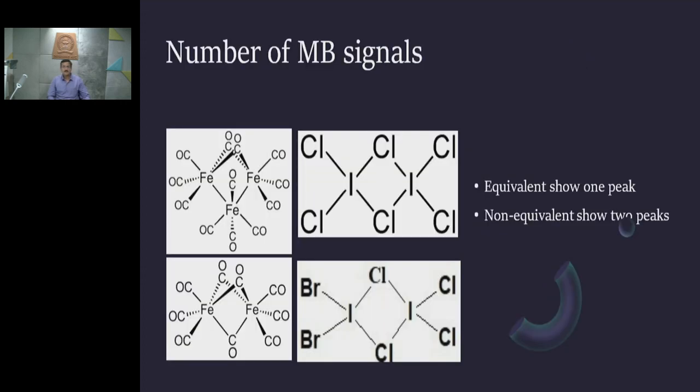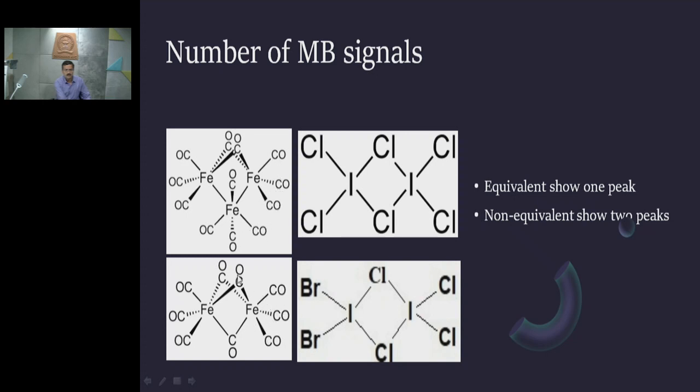Then we have to see how many signals we get. In the case of Mossbauer signals, equivalent sites show only one peak, while non-equivalent sites show two peaks. So you have to see the example here. These are the two examples, with 3 carbonyl groups.